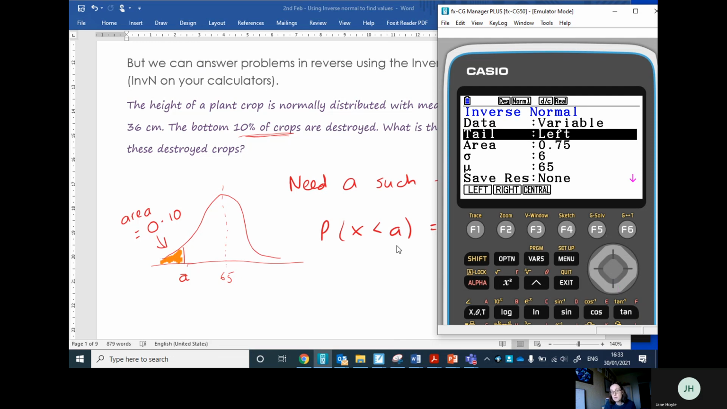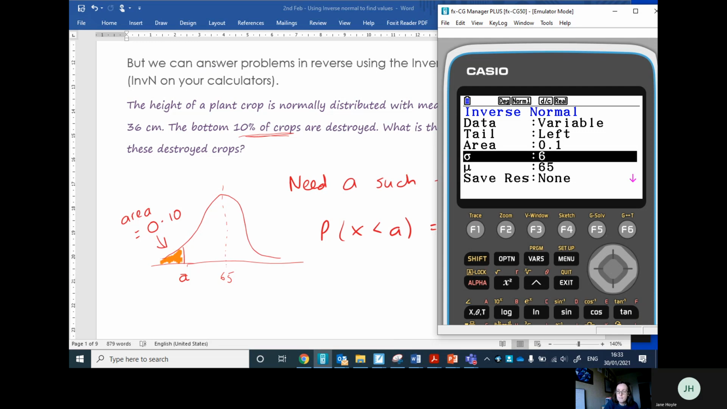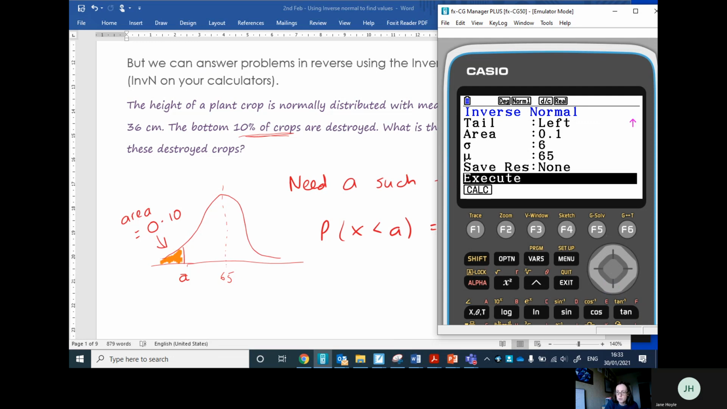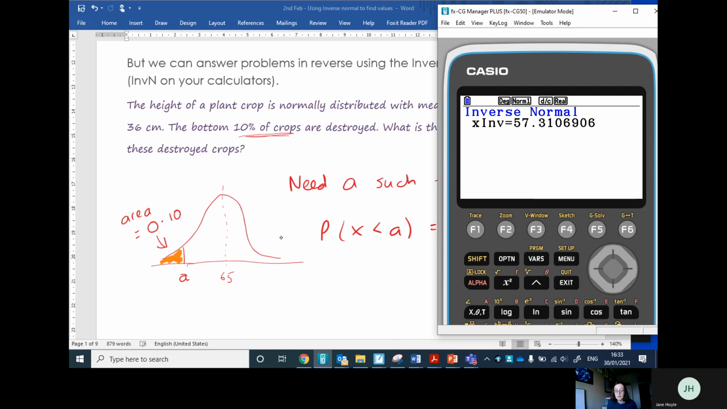So you can see if I go down under the tail option, I've got three. I've got a left tail, a right tail, and then a central tail. Obviously what I've shaded in there, which is why the diagram is important, it's looking like the left tail. So I've got the left tail already there. I want the area to be 0.1. I've still got the same standard deviation of 6 and mean of 65. Okay, and if you go down here, there are no options to draw the graph, I'm afraid. It's just all about the calculation. And it just gives us the answer.